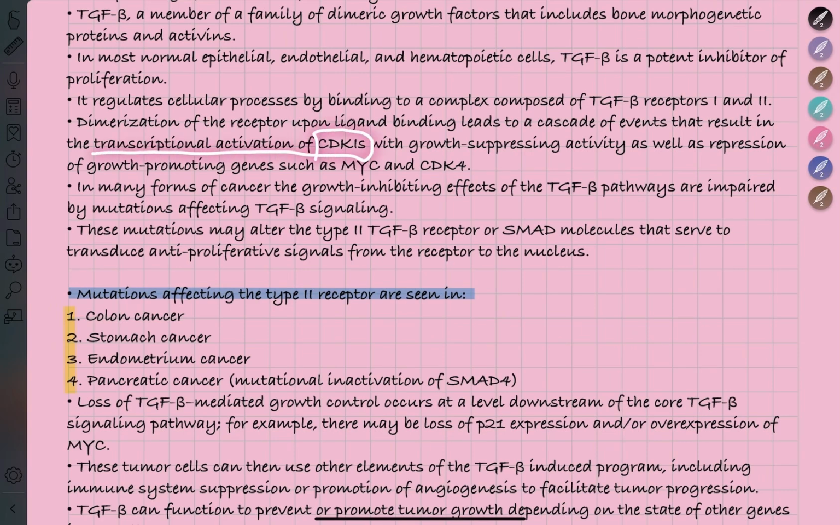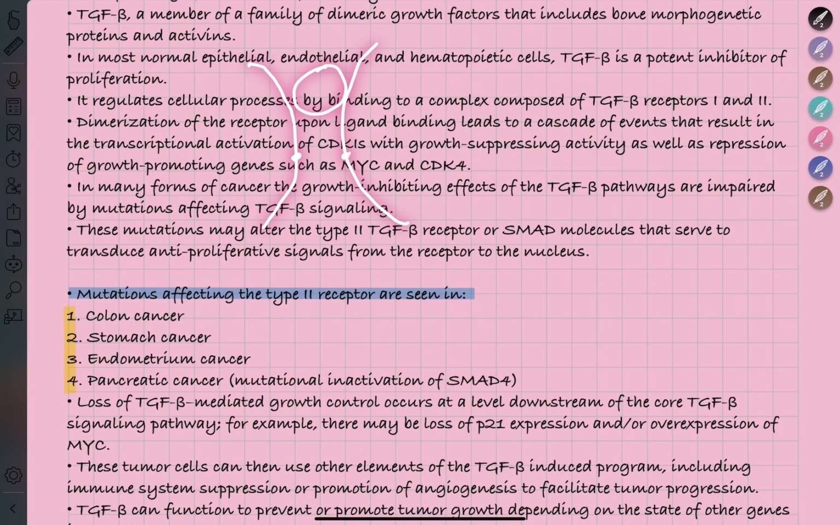It's going to activate CDKIs, okay? It's going to activate inhibitors, okay? Which inhibitors? Cyclin-dependent kinase inhibitors, also with growth suppressing activity as well as repression of growth promoting genes like MYC and CDK4. So what does transforming growth factor do? Basically, it binds to a ligand, okay? It binds to a receptor, causing the dimerization of the receptor. This is one part, and this is the other part.